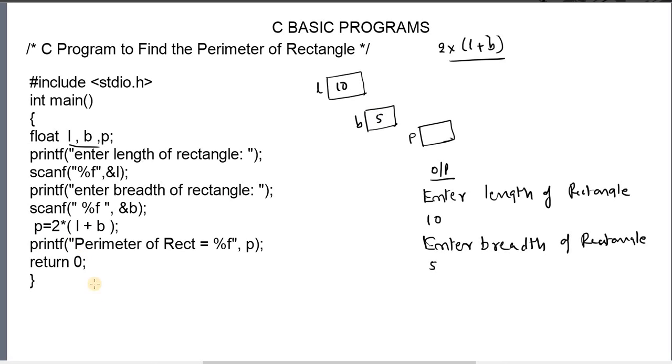In this formula, first the expression which is there in the bracket will be executed. 10 plus 5, how much? 15. 15 into 2 is 30. The P will get 30.